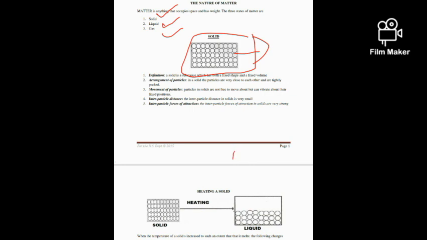Now, when you look at the particles that we are seeing inside there, the particles are held together by strong forces, which we call intermolecular forces. These forces are the ones that make it possible for a solid to have a fixed shape and also a fixed volume. These particles do not move around, but they vibrate in their fixed positions because of the strong intermolecular forces. So we need to understand that.